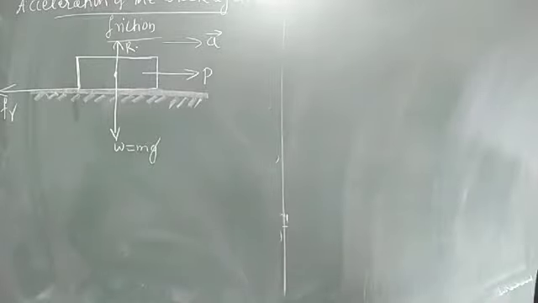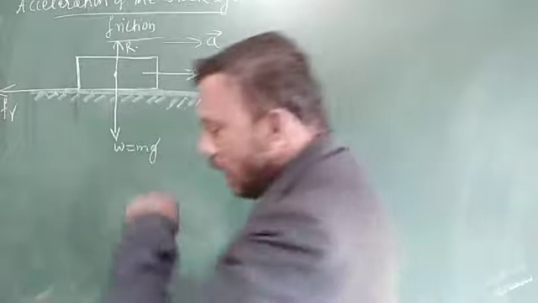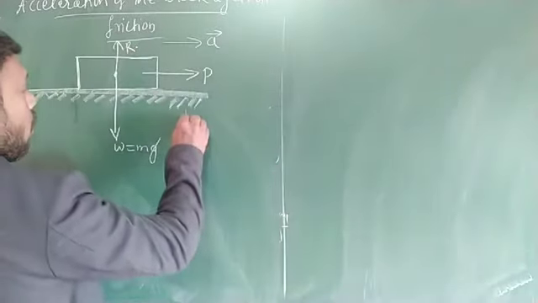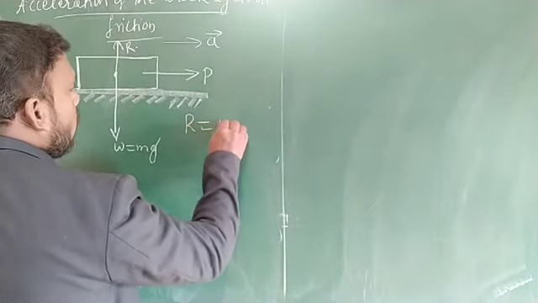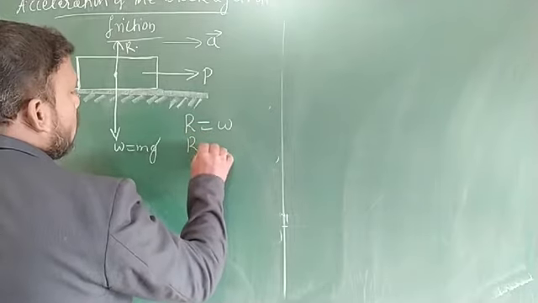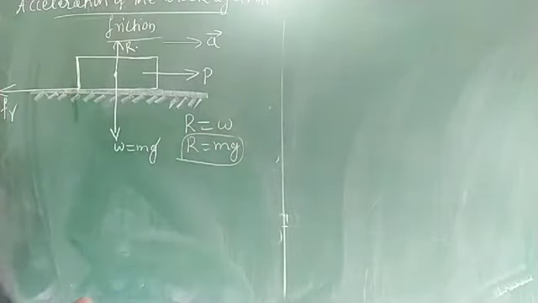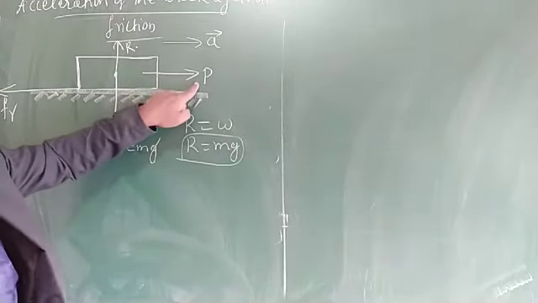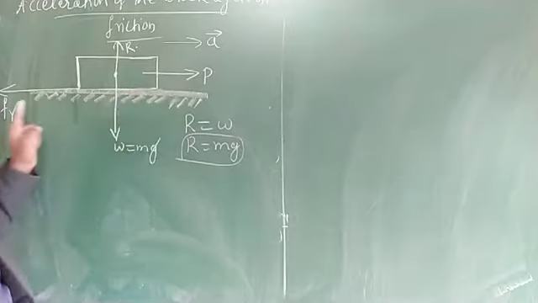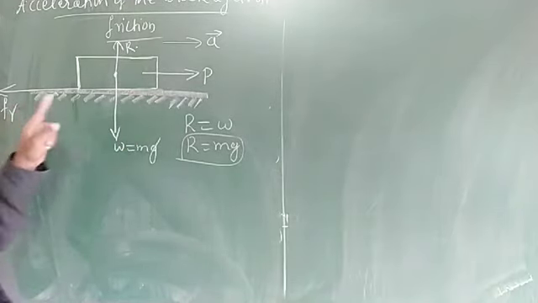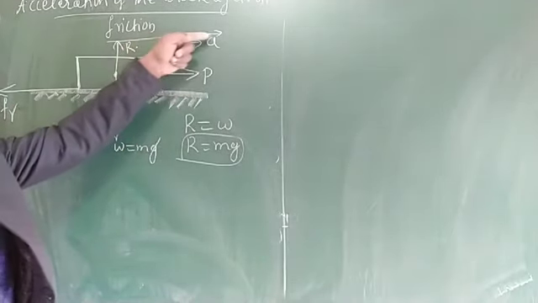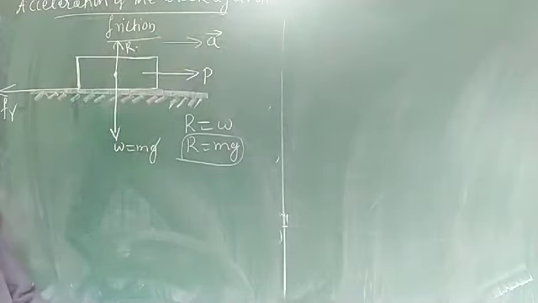Now let us calculate the acceleration of the block against the friction. Here, normal reaction R is balanced by weight. Therefore, R is equal to mg. Clear? This is the applied force, and this one is the frictional force. And the acceleration of the block is in the direction of force.